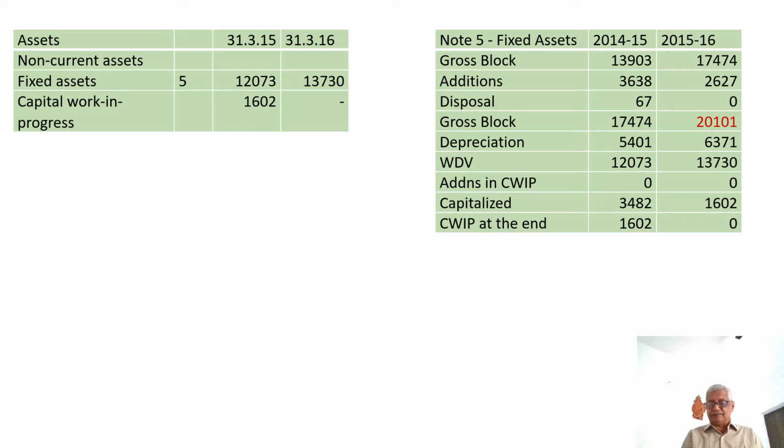this investment. When you look at the capital work in progress, there is no addition, but the company had capitalized 34.82 crore worth fixed assets in 2015 and 16.02 crore in 2016. They got added to the gross block.